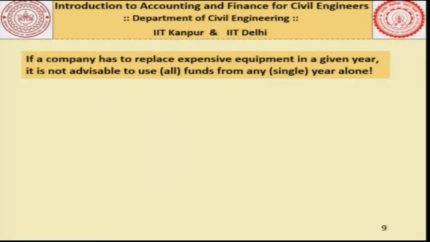If a company has to replace expensive equipment in a given year, it is not advisable obviously to use all the funds from any single year alone. So, at the end of it, we must remember that there is a certain revenue or a receipt which is taking place as far as a construction company is concerned. And whether or not the decision to purchase an equipment should be completely supported by the revenues of a particular year is a very important decision. Given the nature of the construction equipment, it will not be appropriate to just use the funds of one single year for obvious reasons.